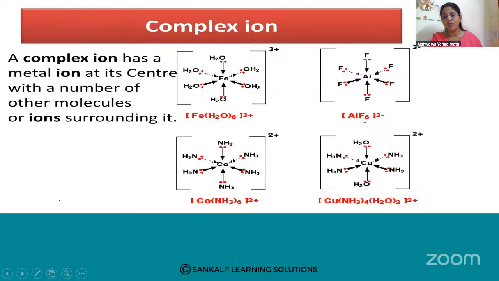F6 fluoro ions are being attached to the central metal atom. Cobalt, 6 NH3 molecules. Here you see there is copper and there are 2 H2O molecules and 4 NH3 molecules. That means they can be different ligands also in the complex ion.